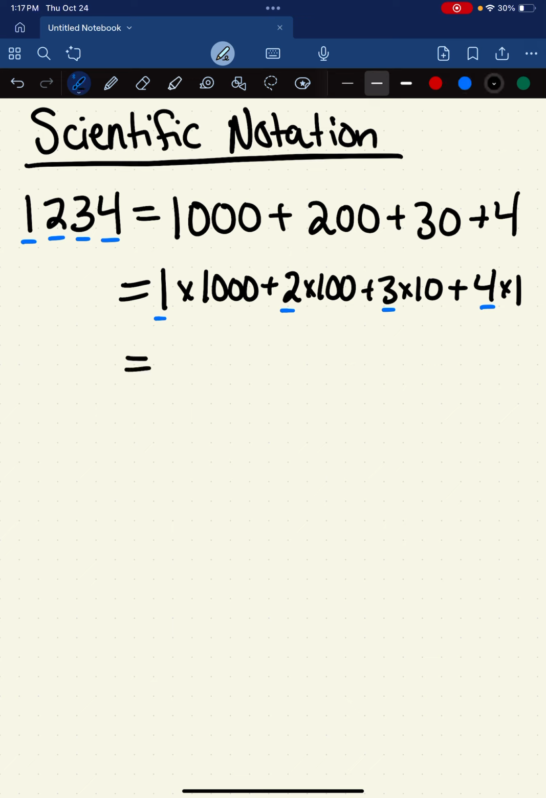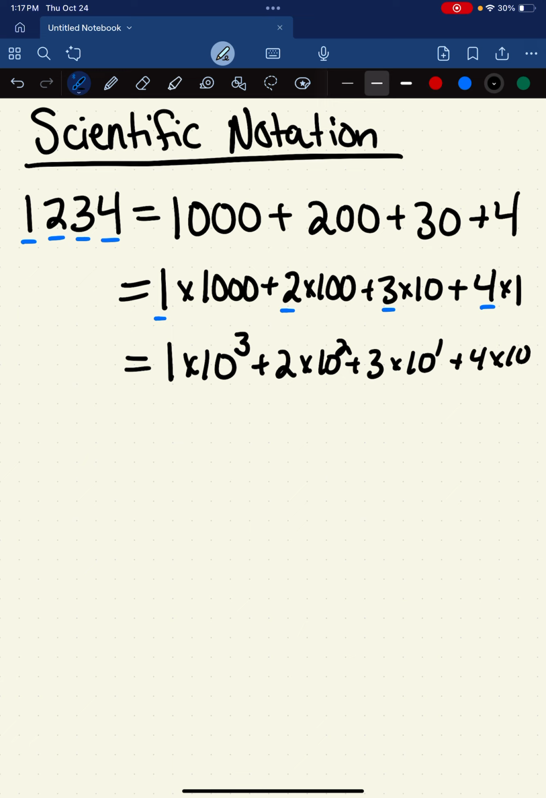So using what we learned about exponents, 1,000 is 10 times 10 times 10, so we get 1 times 10 cubed plus 2 times 10 squared plus 3 times 10 to the 1 plus 4 times 10 to the 0. Remember, 10 to the 0 is 1. So notice 3, 2, 1, 0. That's what it means to have 1,234. We have 1 in the 10 to the 3 place, we have 2 in the 10 to the 2 place, we have 3 in the 10 to the 1 place, and we have 4 in the 10 to the 0 place.